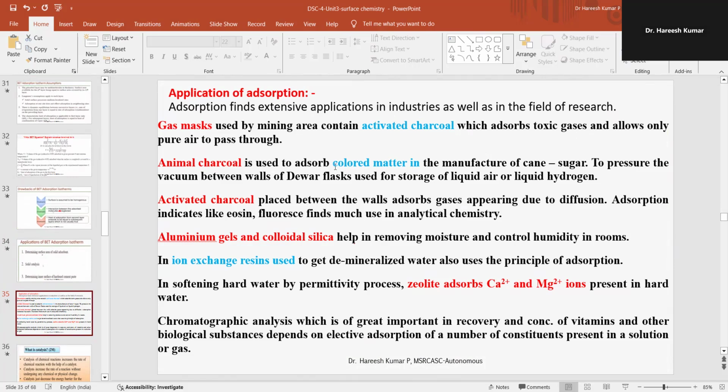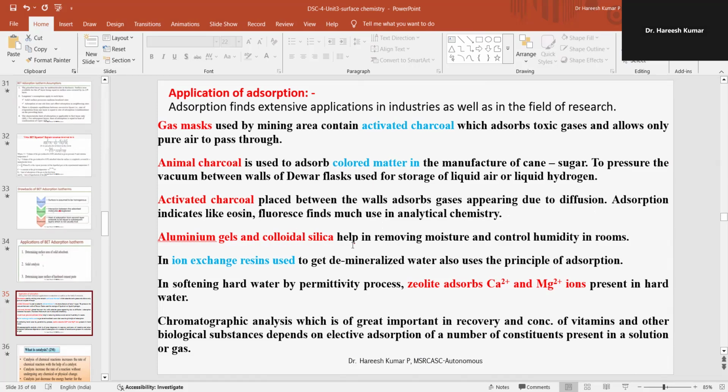Animal charcoal is used for the purification of sugar. That means it is used to remove the colored compounds, so it is possible to convert a creamy colored sugar into a colorless or white crystalline sugar. Activated charcoal placed between the walls adsorbs gases appearing due to diffusion. Adsorption indicators like eosin, fluorescein find much use in analytical chemistry.